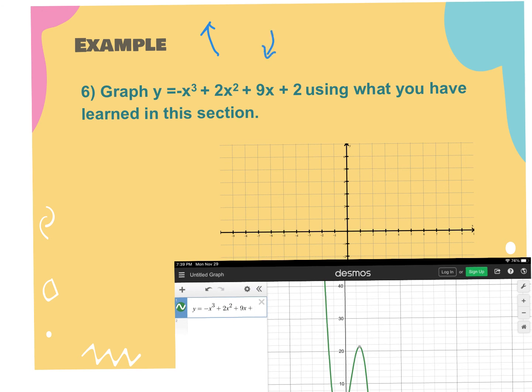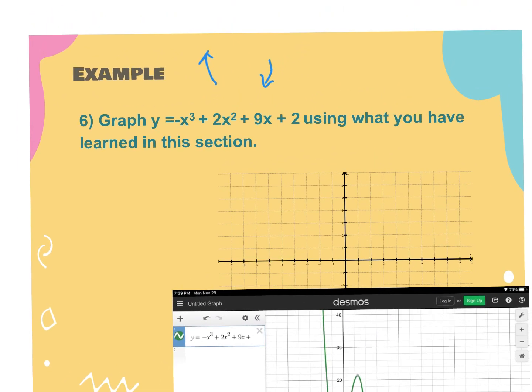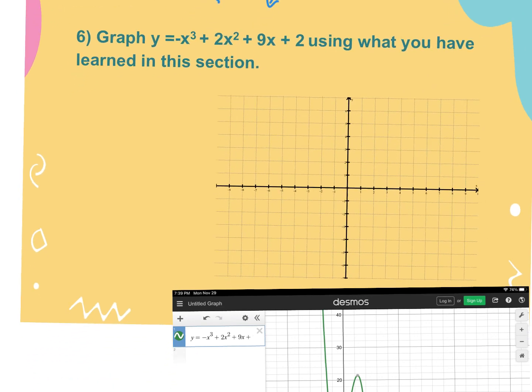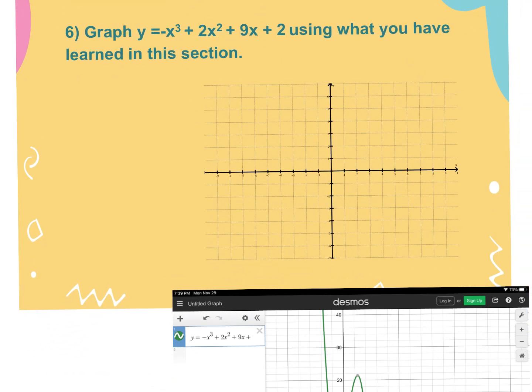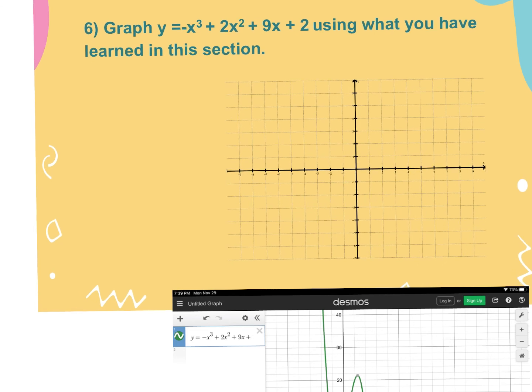So let's go ahead and take a sneak peek at Desmos, and let's see what's happening here with the x-intercepts. Let's go see what our zeros are. Let's take a little peek at Desmos.